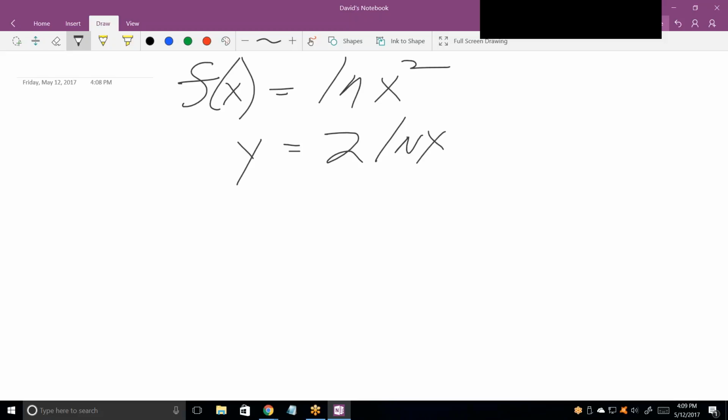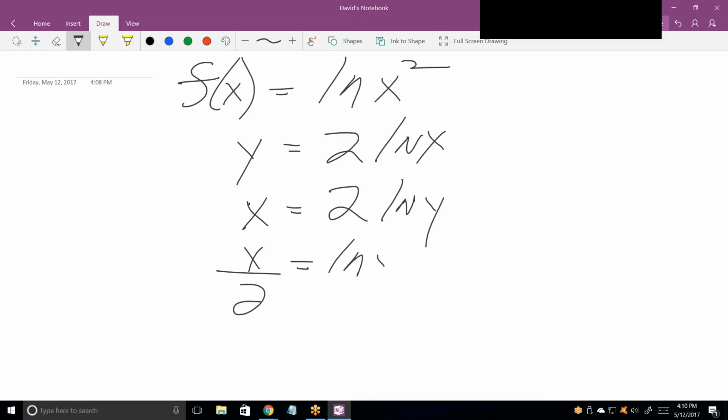And then, now switch to variables. So it's going to be x over 2 equals... Oh, I guess I'm skipping a step, but... It's all right. x over 2 equals the natural log of y. As long as you can skip steps and it doesn't cause mistakes.